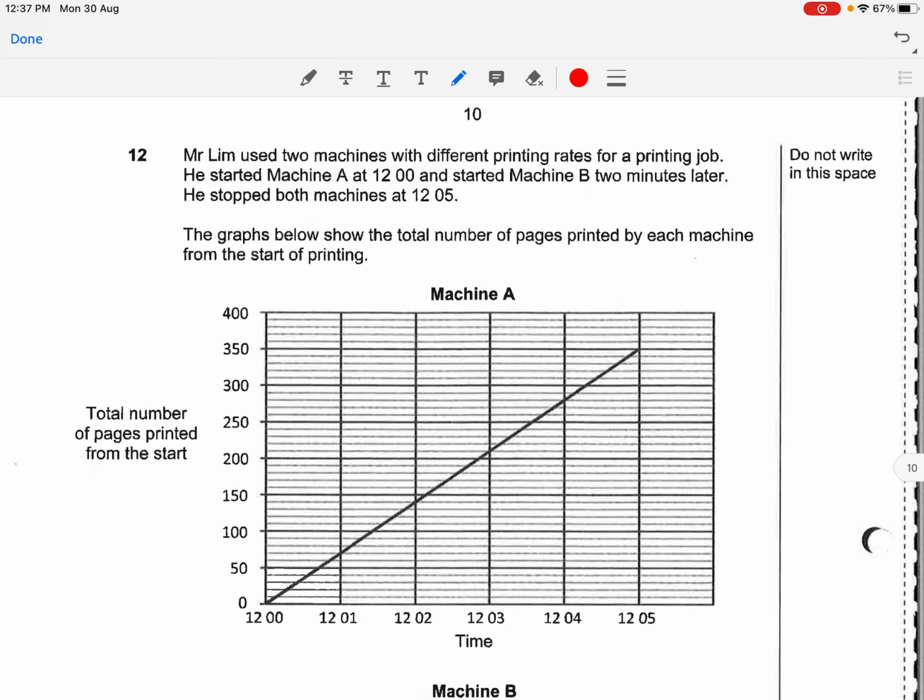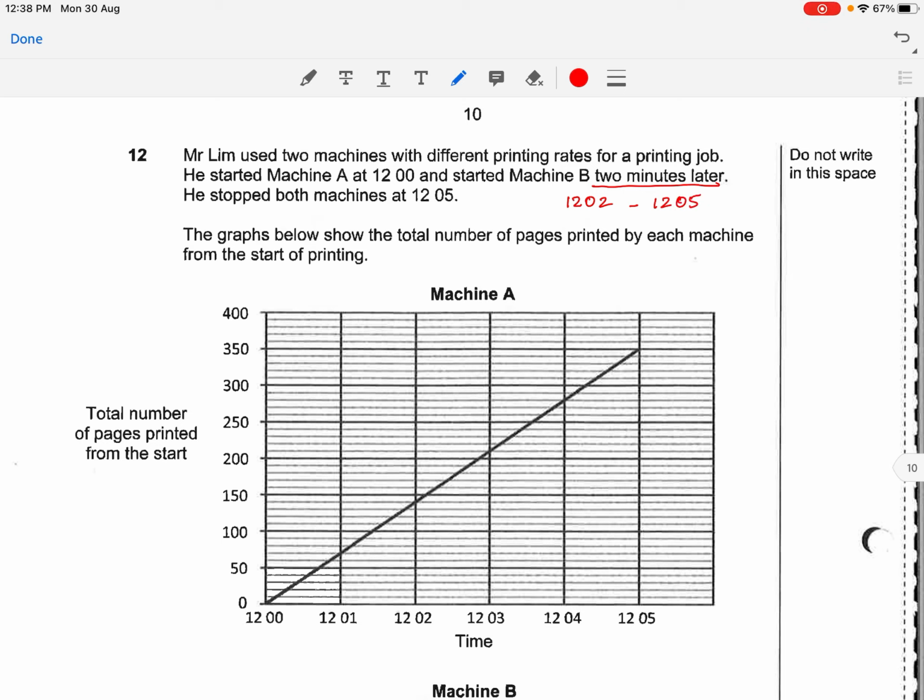Question 12. Mr. Lim used two machines with different printing rates for a printing job. He stopped machine A at 12:00 hour and started machine B 2 minutes later. So he stopped both machines at 12:05. So it meant that if machine A started at 12:00 hour, machine B 2 minutes later, it means that machine B started at 12:02 onwards, and machine B will continue all the way to 12:05.